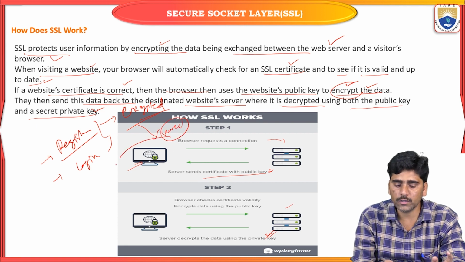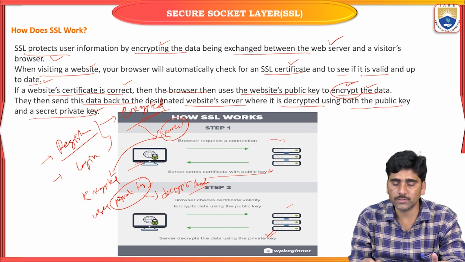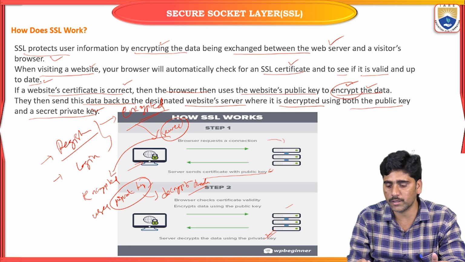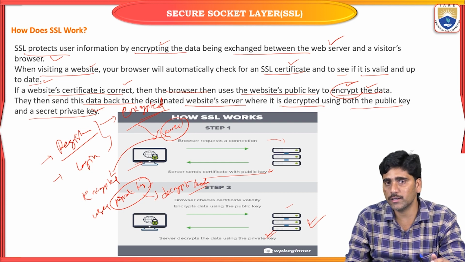Now what is the server doing here? The server takes all the encrypted data, and the server uses the private key. With this private key, it decrypts the data. So automatically all the details entered by the user are decrypted on the server side. This is the way websites provide a security mechanism for the users visiting them.